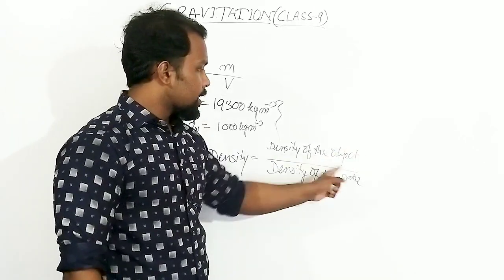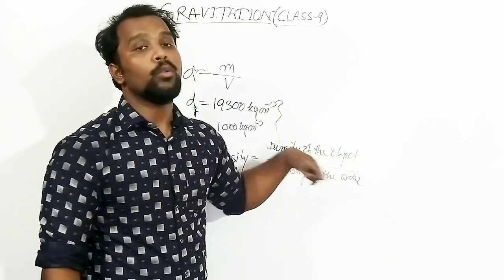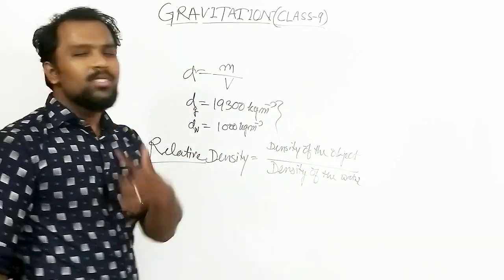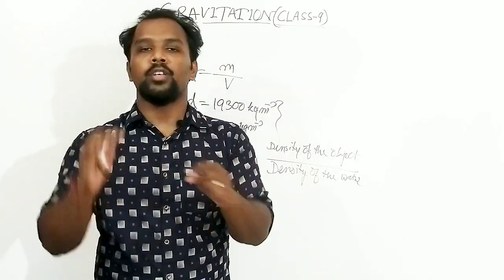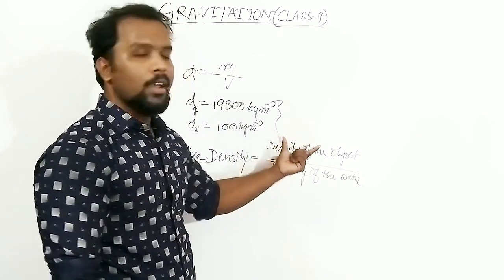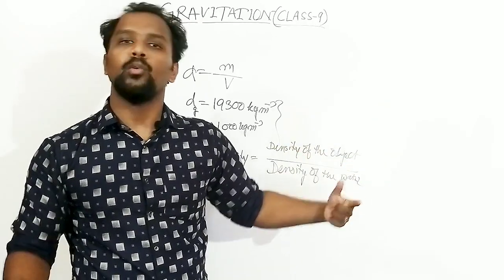Since it is a ratio of densities, all the units of density are going to cancel out, so the relative density has no unit. If there is a question asking for the unit of relative density, you have to write that it has no unit, because the numerator is also density and the denominator is also density, so kg per meter cube cancels with kg per meter cube.